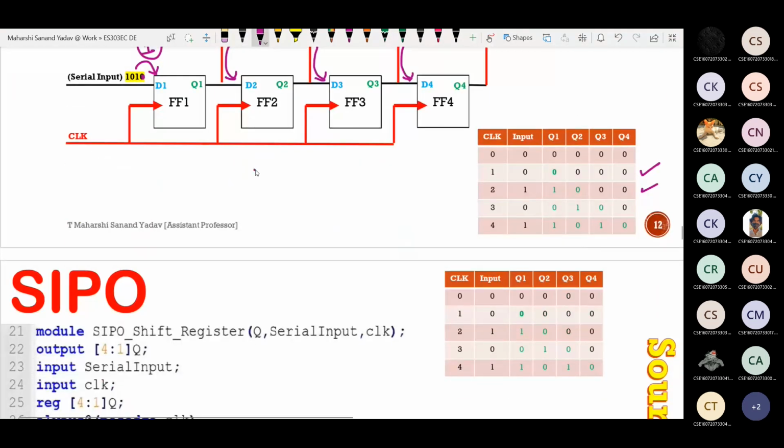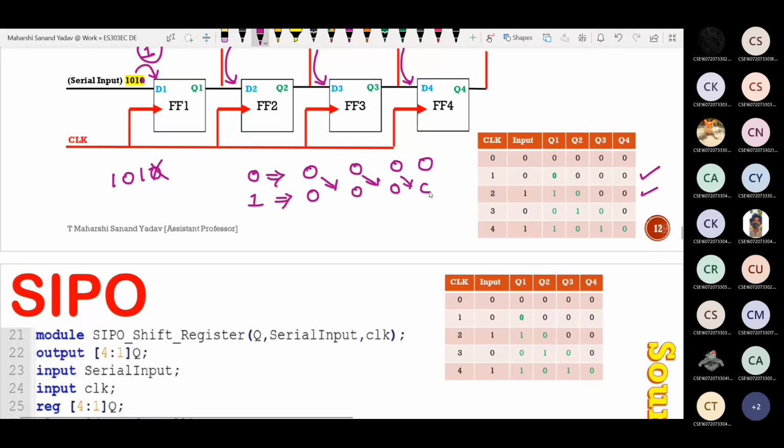Initially when the clock pulse is 0, all the outputs are zeros. When the first clock pulse is applied, the input that I am applying is 1 0 1 0. So the first bit will enter. So here it will be 0 and this is getting shifted, so this is 0 and this is 0. Next, when you apply the second clock pulse, this content is getting shifted by 1 bit position, whereas the new space will be filled with the new value which is 1.